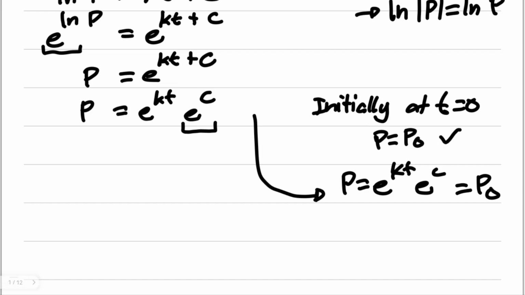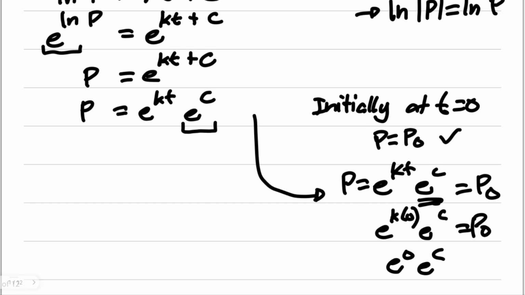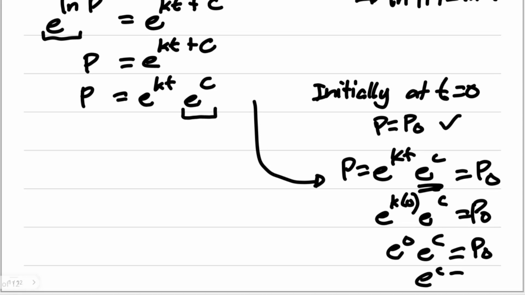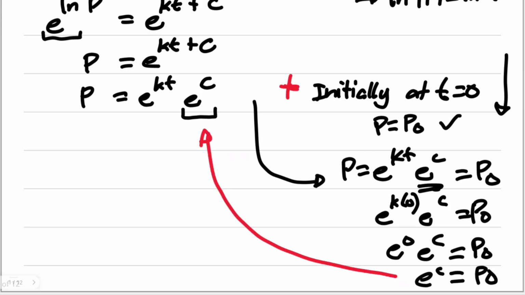So we're going to find out the value for this. As t is equal to 0, you have e to the power of k times 0, times e to the power of C, equal to P sub 0. So e to the power of 0 is 1, times e to the power of C is equal to P sub 0. So e to the power of C is just your P sub 0, right? That's the initial point, because at t equal to 0, whatever the population is will be your initial population as well. So with this, we can substitute this back into our given form using this condition.